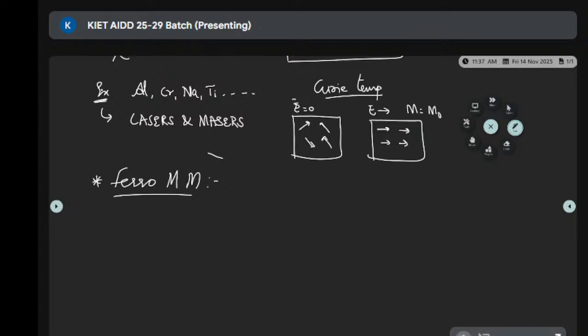Actually, what are ferromagnetic materials? I tell one example.